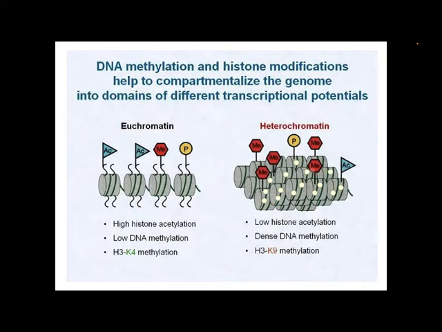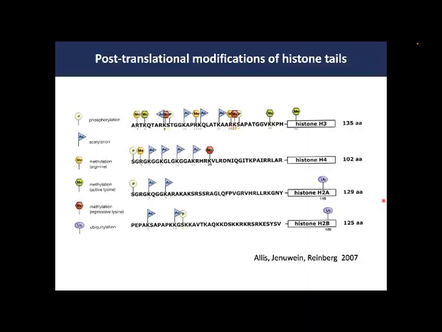Heterochromatin is also formed in certain regions of the genome. This heterochromatin contains low histone acetylation and makes a very compact structure, with very dense DNA methylation and a high level of H3K9 methylation. So the balance of euchromatin and heterochromatin must be tightly regulated and modulated during cell differentiation, and this is the combinatory action of DNA methylation and histone modification.